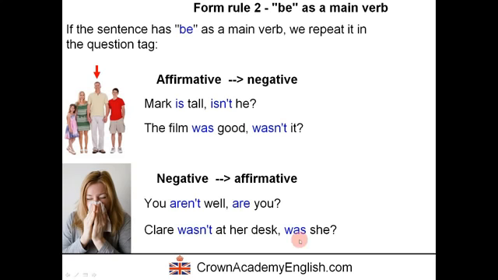Claire wasn't at her desk, was she? So here we have the third person singular of the verb be as a main verb. This is the past tense. And we repeat it in the question tag in the affirmative. Was she?